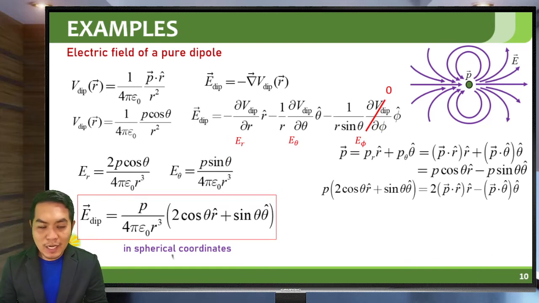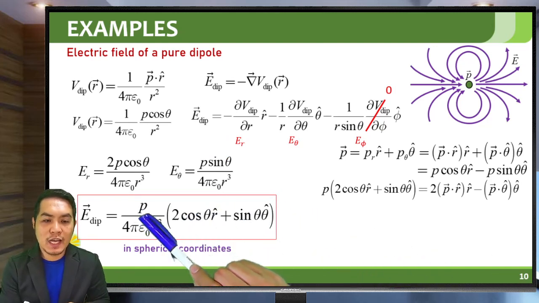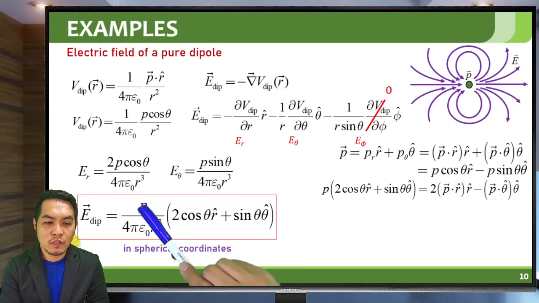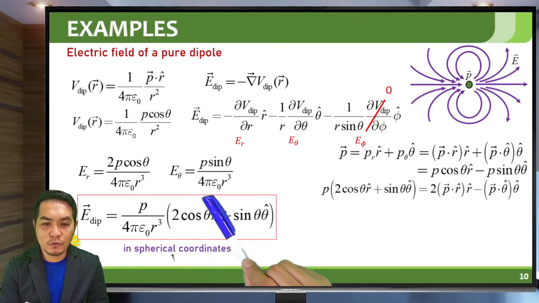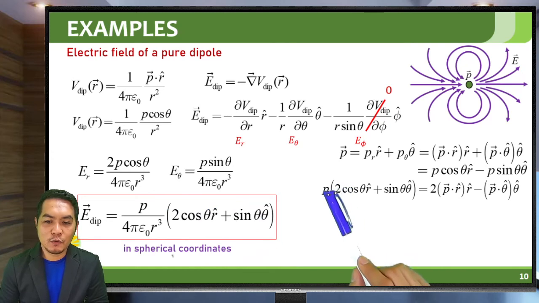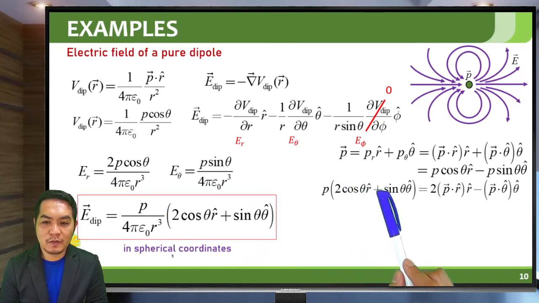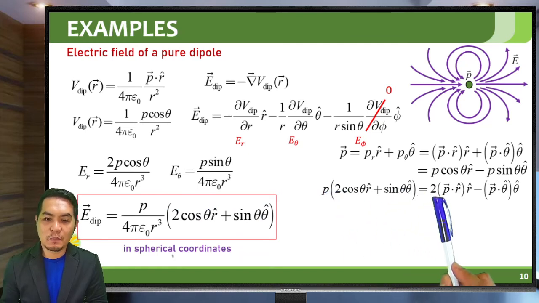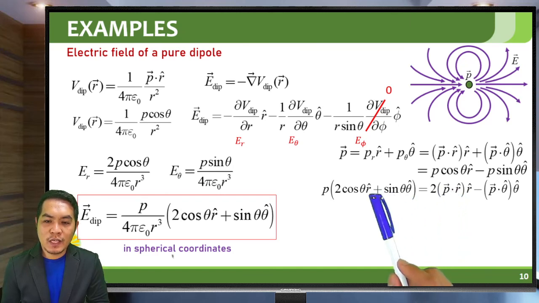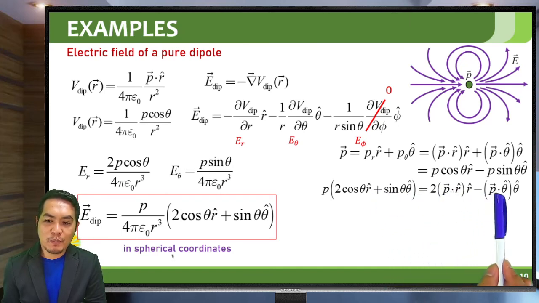Okay, so we can now transform this electric field. If we place p inside this term here, we'll have 2p cosine theta r hat plus p sine theta theta hat, which will just be equal to this one. Since p cosine theta is just p dot r hat, and p sine theta is negative p dot theta hat, so that one.